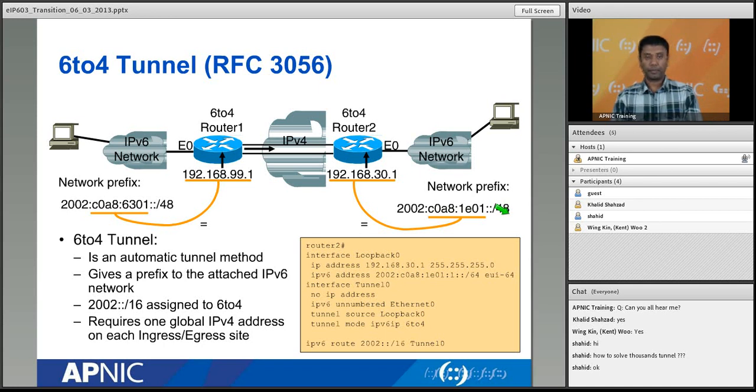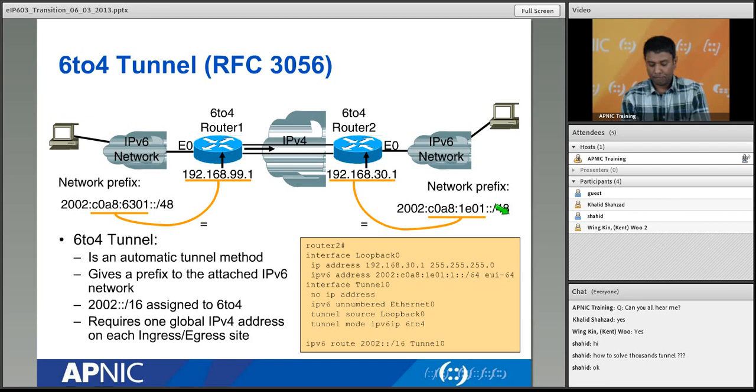Make sense? Then they do a simple configuration on router 2 or router 1. What configuration? Interface Tunnel 10, say for example, no IP address, ip unnumbered Ethernet. Tunnel source is loopback. There is no tunnel destination, sorry. Tunnel mode is ipv6ip 6to4. If you see the configuration, they only specify the tunnel source. The same configuration needs to be done by the other routers, all the 6to4 routers. So we specify the tunnel source, but we haven't specified the tunnel destination. But we specified tunnel mode ipv6ip 6to4.